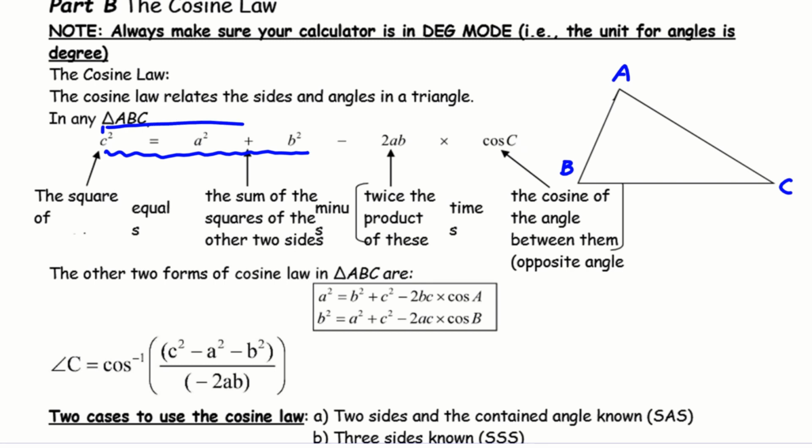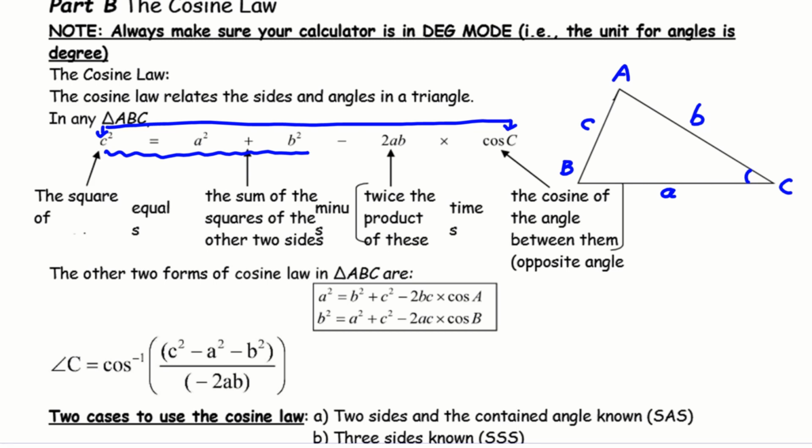The sides and angles are corresponding to each other, so they match each other. So the square of side c equals the sum of the squares of the other two sides, then minus twice the product of these two sides times the cosine of the angle between them, the opposite angle. So this is a, this is b, this is c. So c squared equals a squared plus b squared minus 2ab times cosine C. So that is the cosine law.